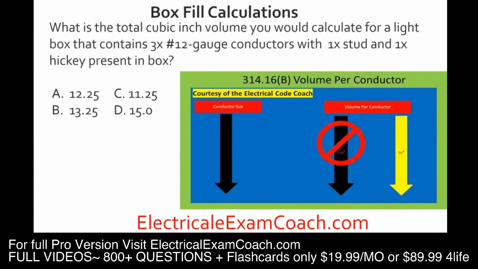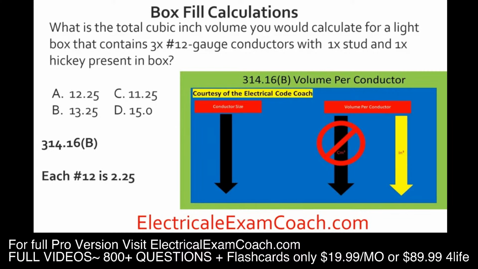What is the total cubic inch volume you would calculate for a light box that contains 3 12-gauge conductors with 1 stud and 1 hickey present in the box? For this one, we're going to go to table 314.16(B). We know that each 12 is 2.25 cubic inches.